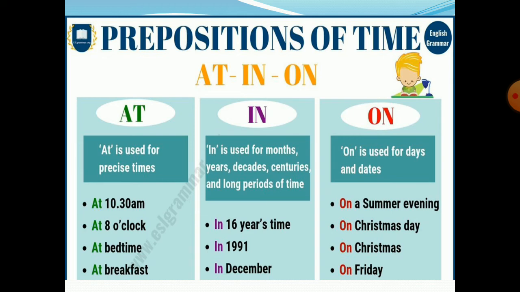The prepositions at, in, on, after, before, from, by, within, during, then, all these establish the relation of time. For example, he reached at 10:30 a.m. He will come on Friday. He shifted here in December. So all these prepositions like at, on, in, they establish the relation of time. So these are the examples of preposition of time.